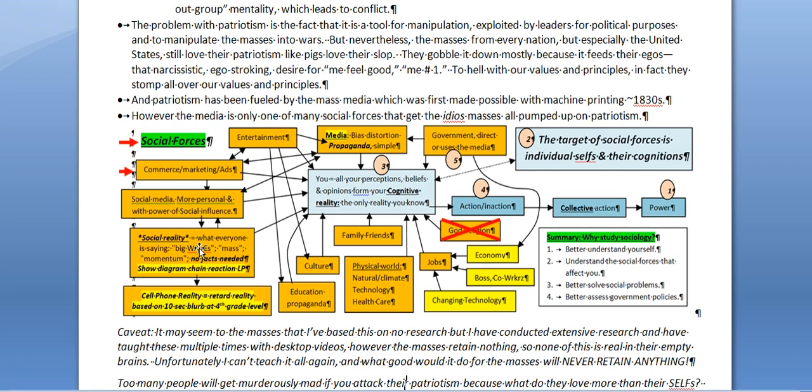Right? So just make a big wave. All the idiots will follow it. And then it's passed through cell phones. So cell phone reality is really retard reality, based on 10-second blurbs written on the 4th grade level. Simple idiot crap. But it dominates. Our culture dominates. All the symbols are part of our culture. Education. Our bullshit histories. The crap we learn in school.